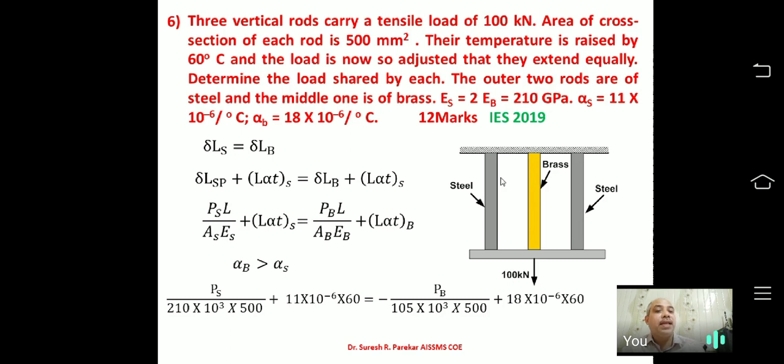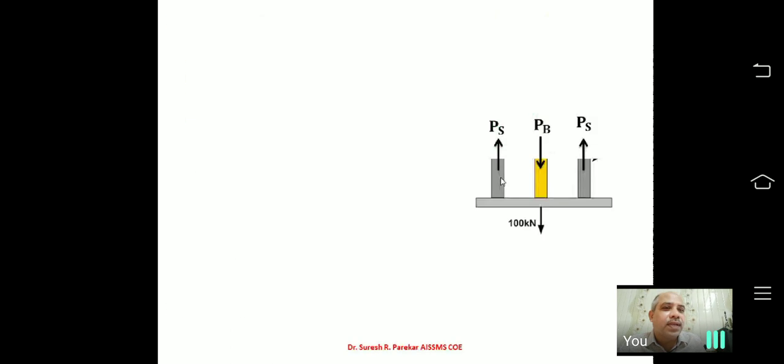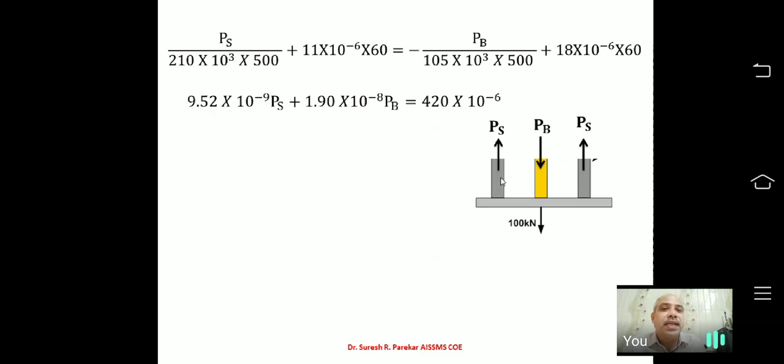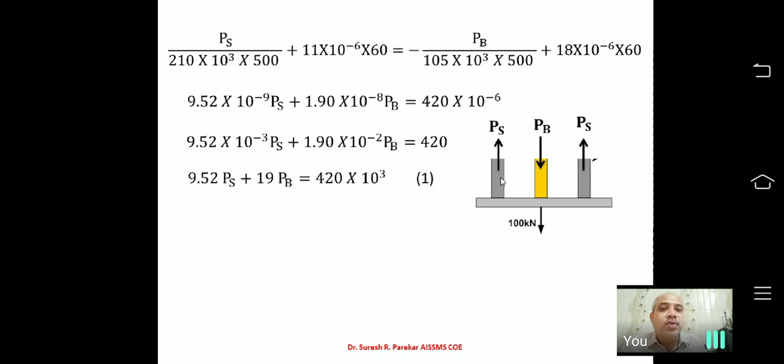So the formula is simple: delta L = PL upon AE, delta L = L alpha T. Here we have a combination of load and temperature, and therefore my formula for delta L will be a combination of these two. In this you can see we have these forces PS and PB, and from this we get the first relationship: 9.52 PS plus 19 PB equal to 420 into 10 raised to 3. This we got by delta L.